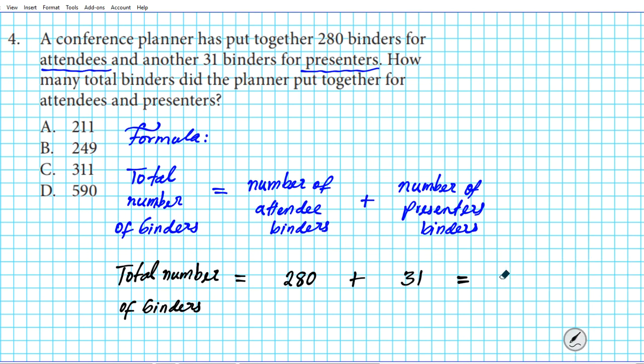Okay, so I'm gonna orient my addends vertically. 280, the one with more digits, put that on top, and 31. Okay, so you see how my ones place line up, my tens place line up, and my hundreds place line up perfectly. Okay, so let's go ahead and add downwards. 0 plus 1 is 1. 8 plus 3 is 11. 1. Don't forget to carry the 1 over. So this 1 add to this 2, you get 311 binders total for attendees and presenters. Answer to number 4 is option letter C.